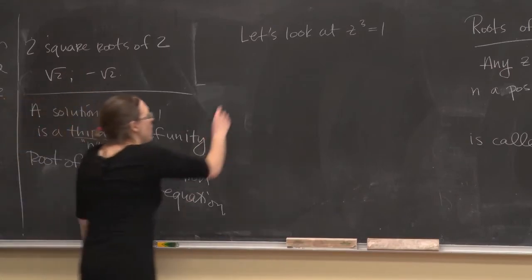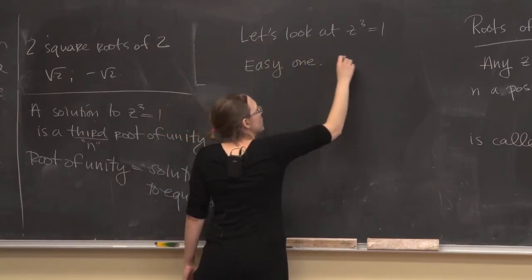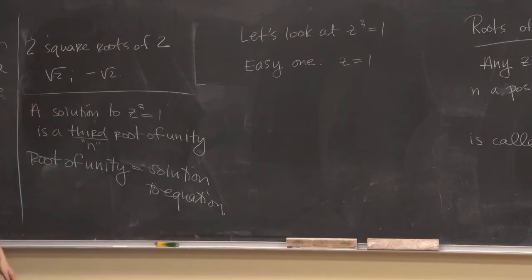So there's an easy one, which hopefully you know from your whole life: 1. If I cube 1, I get 1. And if you've only ever done real calculus, you're like, that's the only one, the only thing that when I cube it, I get 1. But not in the complex numbers. In the complex numbers, I'm going to have 3 total third roots of unity. So I need to find 2 more.